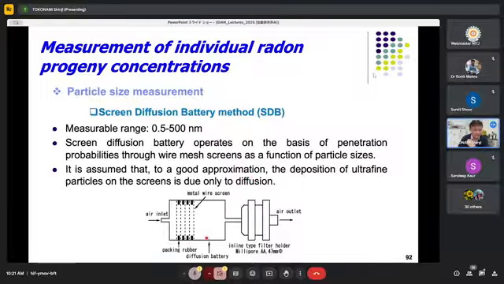Here is a stack filled with metal wire screen in series like this way. Here's the inlet. Air goes through this way. So we measured alpha activity on the filter here.